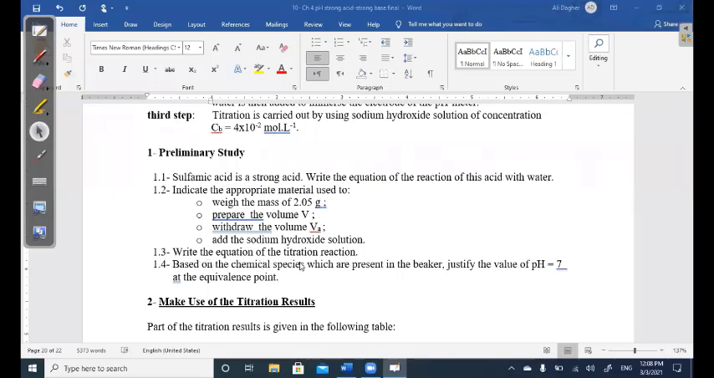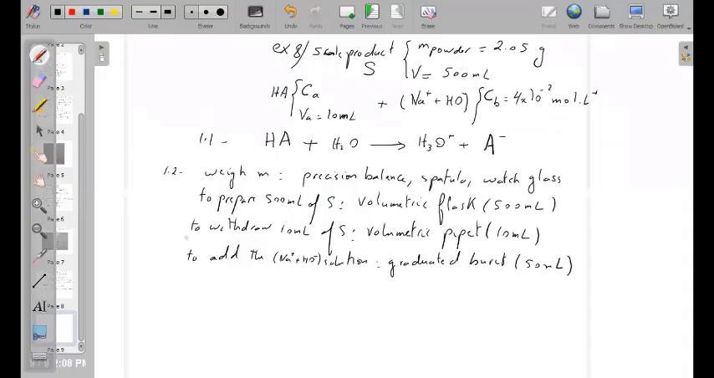1.3, write the equation of the titration reaction. This is a titration of a strong acid represented by H3O+ by a strong base HO- to give 2H2O. This is the titration reaction.